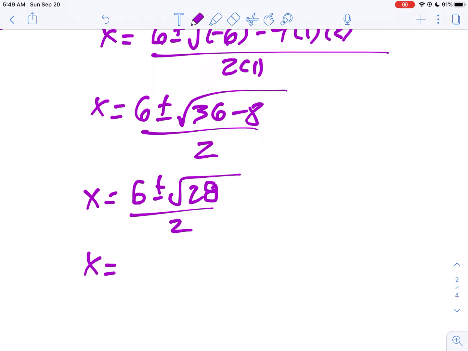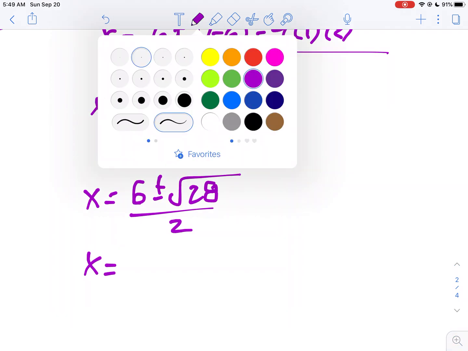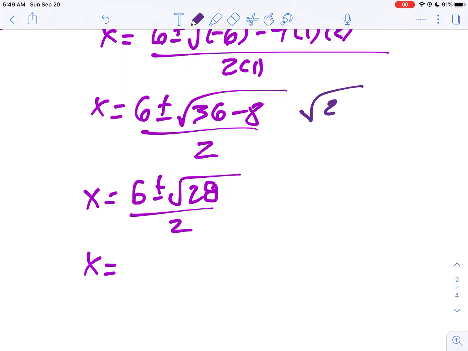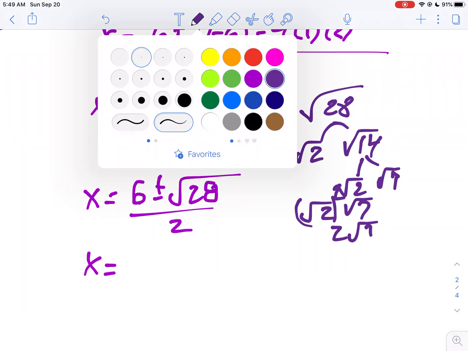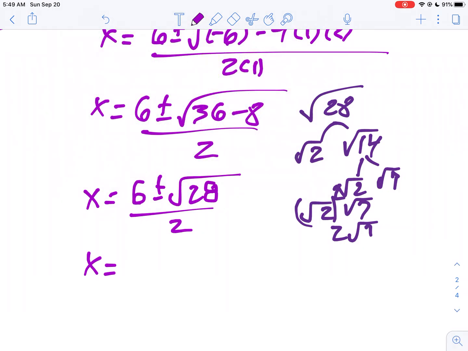Let's go over to the side here. Let's simplify the square root of 28. Well, 2 goes into 28 14 times. 2 goes into 14 7 times. So you have the square root of 2 squared times the square root of 7, which is 2 radical 7. So that's what we're going to write there. So we're going to say 6 plus or minus 2 radical 7 all over 2.